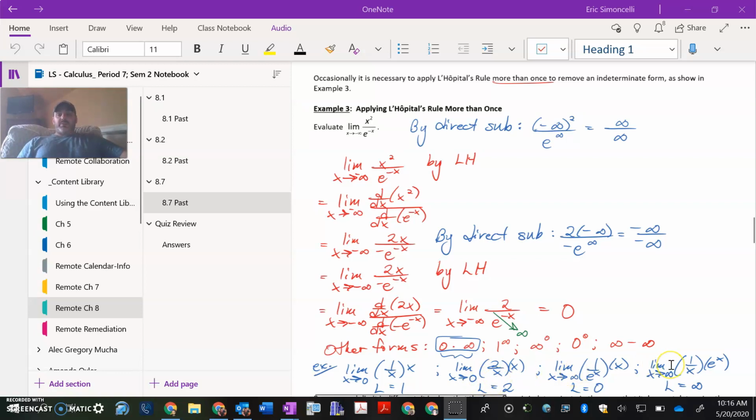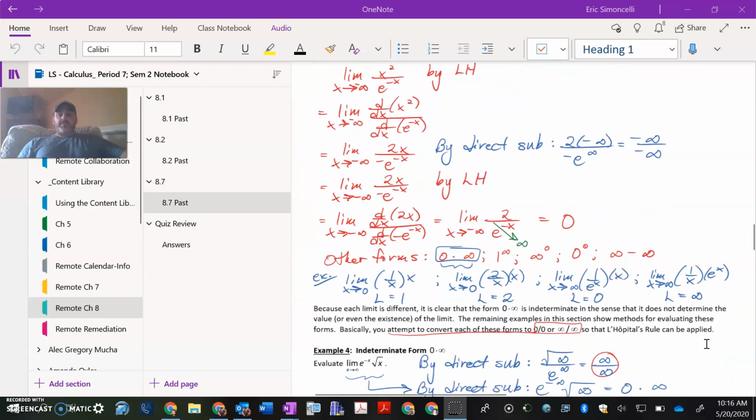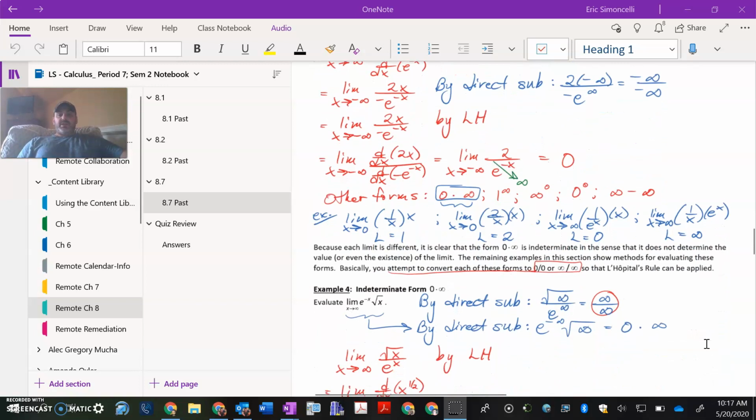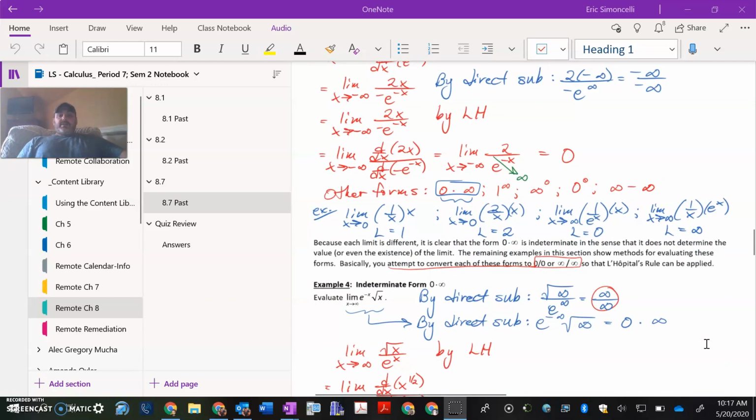The other two examples are similar. If you were to apply L'Hopital's rule, this one in particular ends up being a limit of 0, while this one ends up being infinity. Because each limit is different, it is clear that the form 0 times infinity is indeterminate in the sense that it does not determine the value or even the existence of the limit. The remaining examples in this section show methods for evaluating these forms.